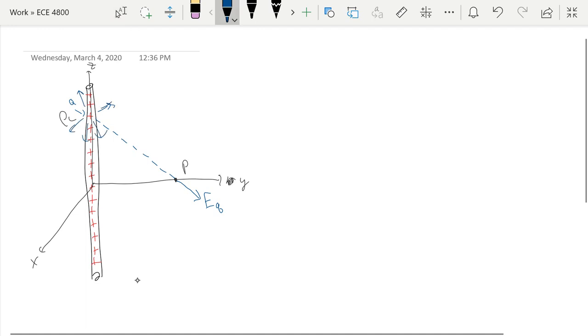So at an observation point P here, the electric field there is going to be equal to Q. Let me erase the extra clutter that I put on the diagram there. Our electric field due to Q is going to point in that direction. So the electric field has two components to it. Now what if we look at this?